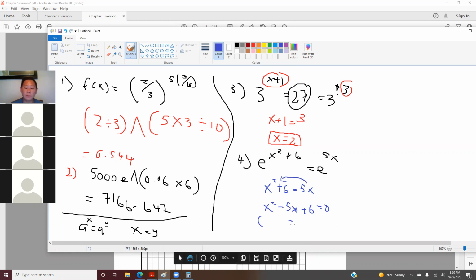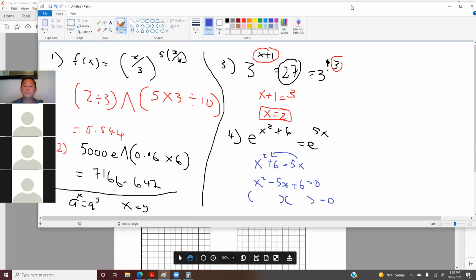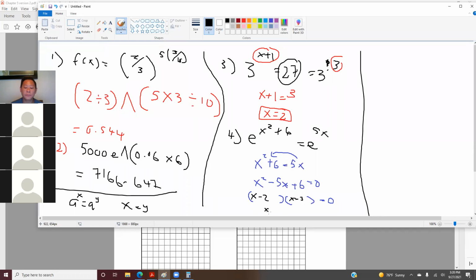Anyone know what the factors are here? You got 2 answers. x minus 2, x minus 3. So x minus 2 and x minus 3, that is correct. What is the answer in this case? x equals 2 and x equals what? 3, right? So this is your answer for question number 4.